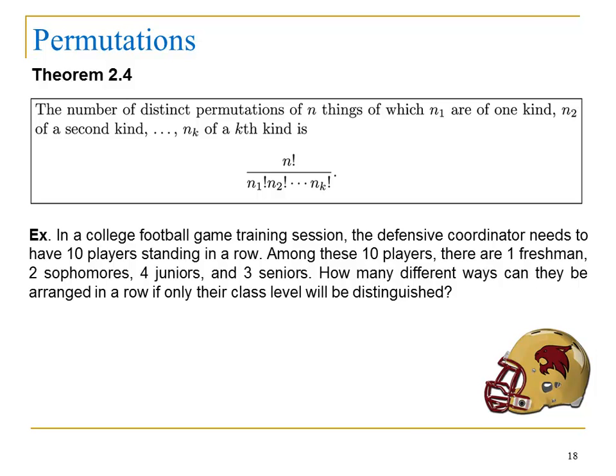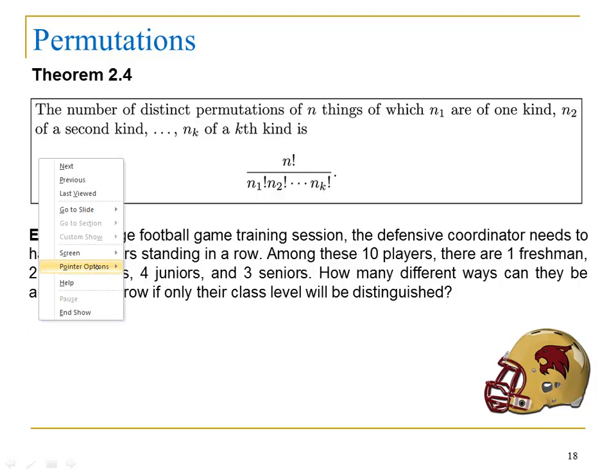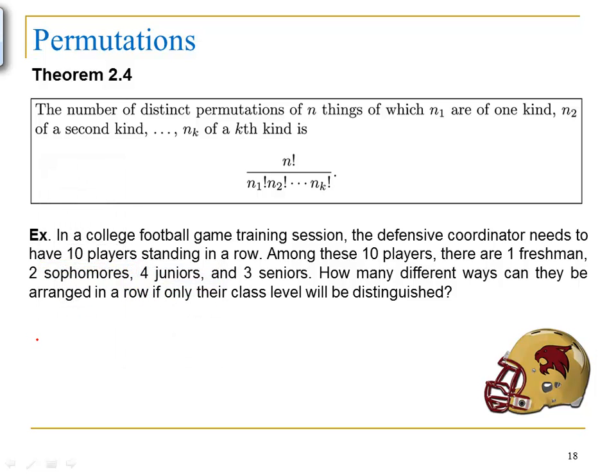So what we can do is, we know how many players we have, right? So n equals 10. So the total number of students is 10. And we know that freshmen is 1, sophomores 2, juniors are 4, and seniors are 3.